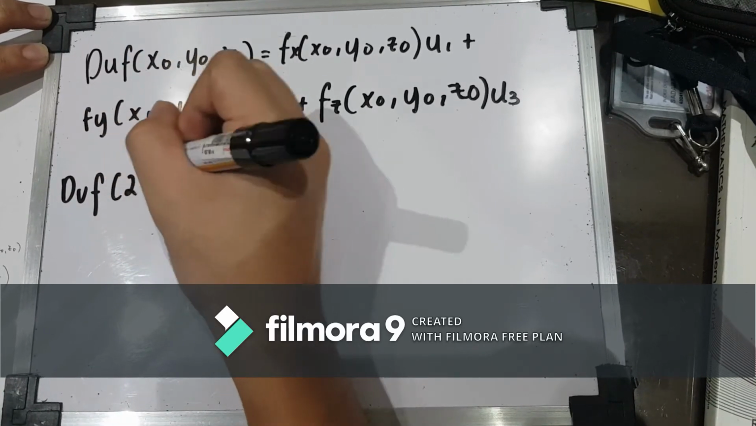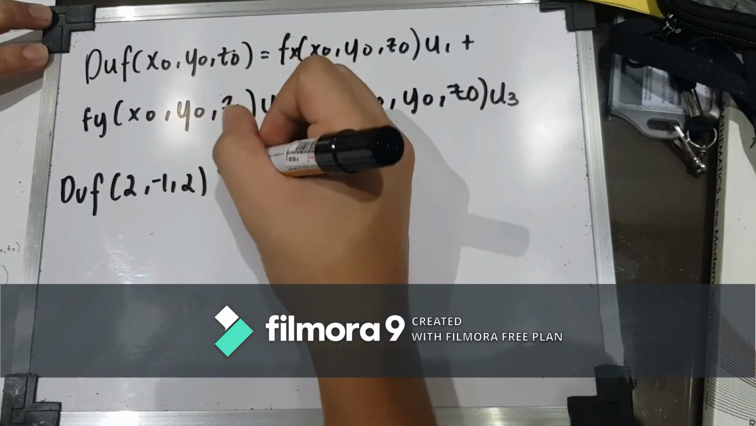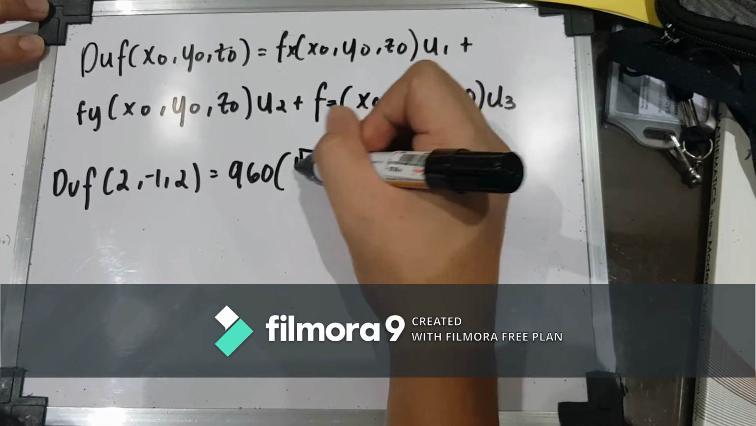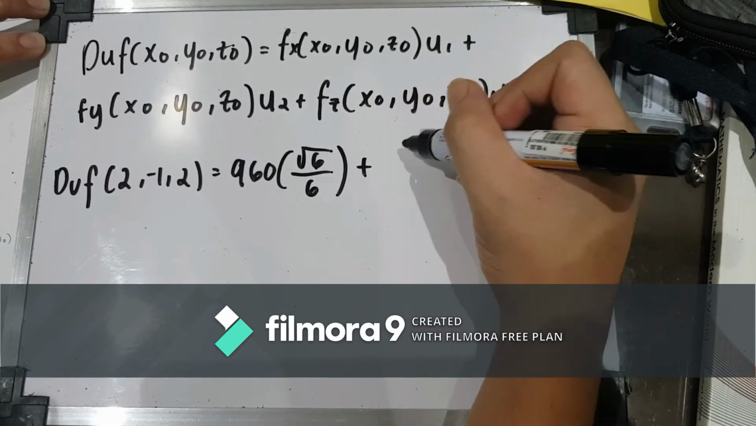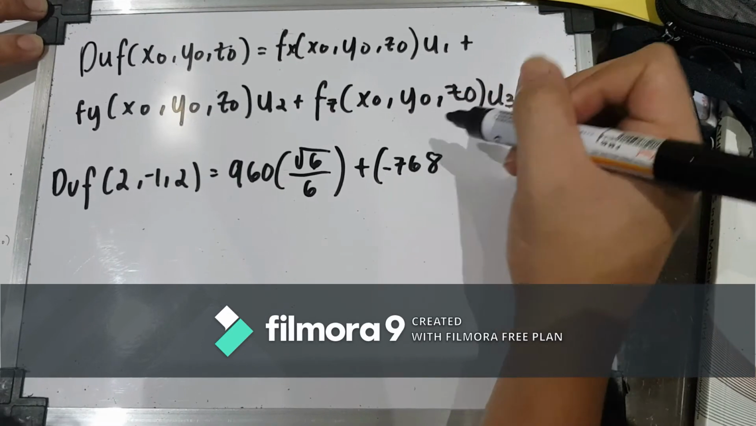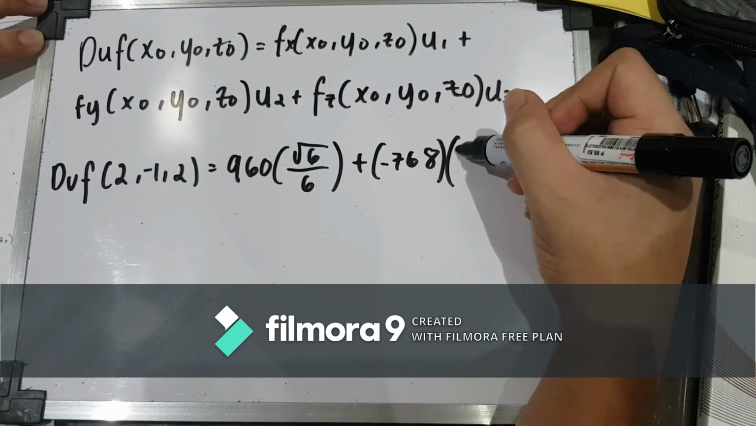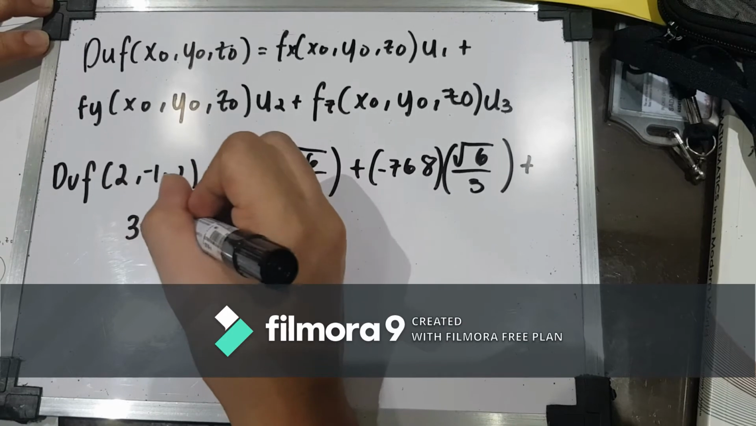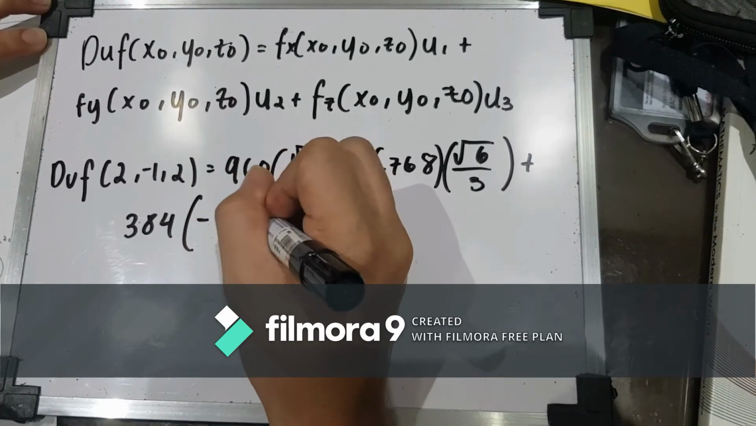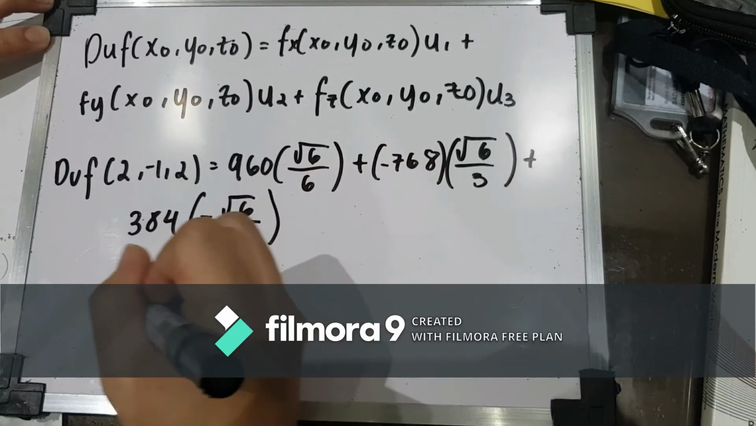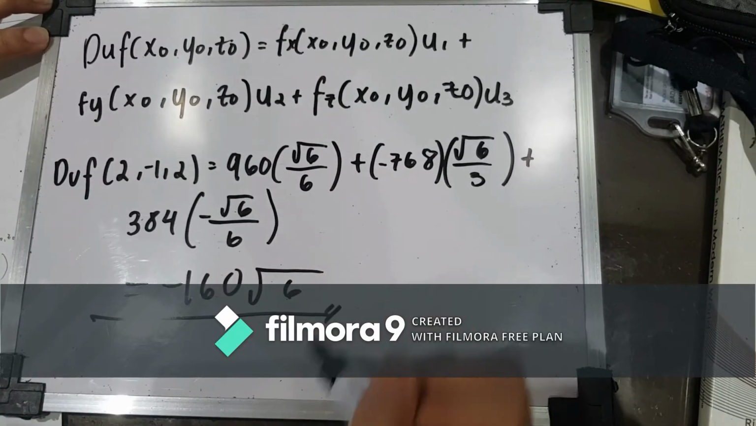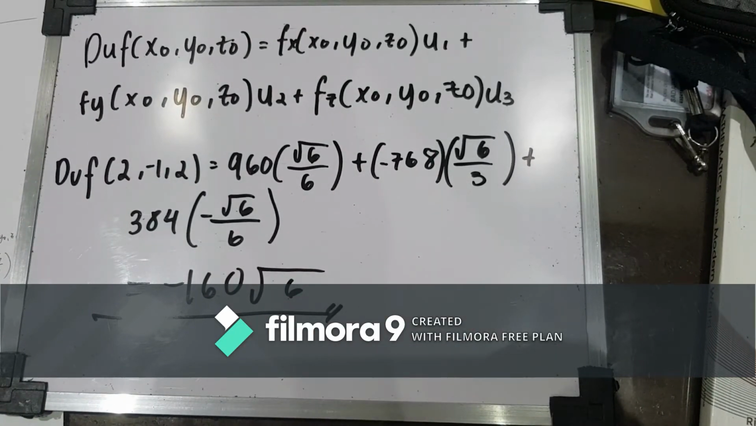Which, when we substitute, will give us D_u f of (2, -1, 2), which is the point, equals 960, which is the partial derivative of x, times the unit vector i, which is square root of 6 over 6, plus -768, which is the partial derivative of y, times the unit vector j, which is square root of 6 over 3, plus 384, which is the partial derivative of z, times the unit vector k, negative square root of 6 over 6, and it gives us negative 160 square root of 6.